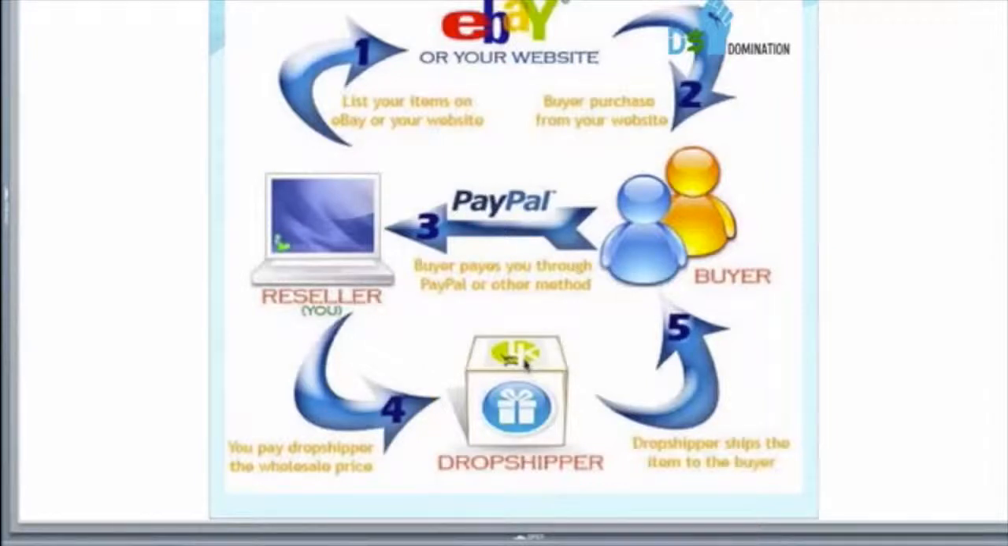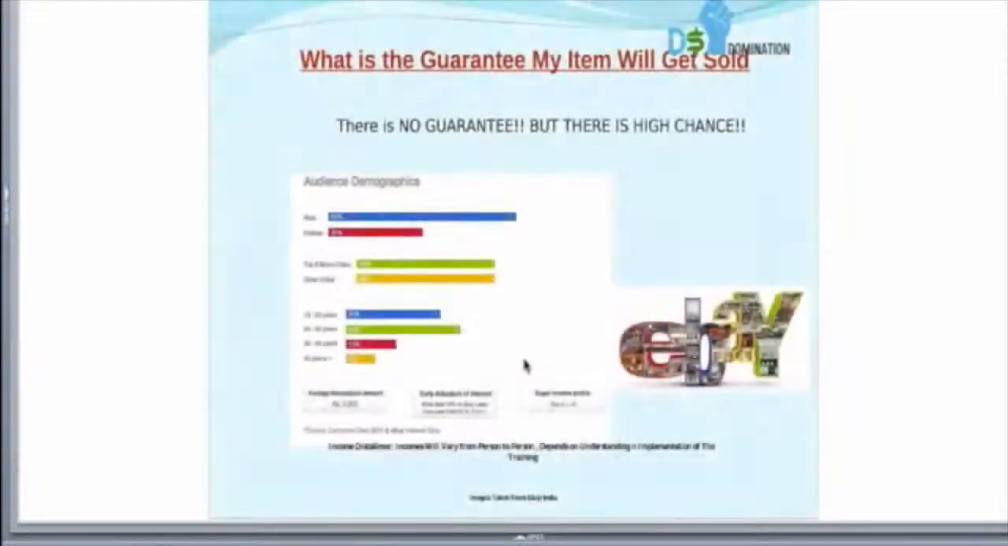Now, don't worry, we'll discuss all the success ratios and all this kind of stuff. As I told you, we have a lot of high-end stuff for you, so just sit down, relax and enjoy the presentation. Now, of course, the biggest question which can come to our mind is, what is the guarantee that my item will get sold? Of course, there is no guarantee, but there is a high chance.